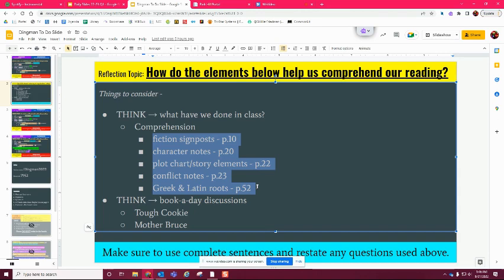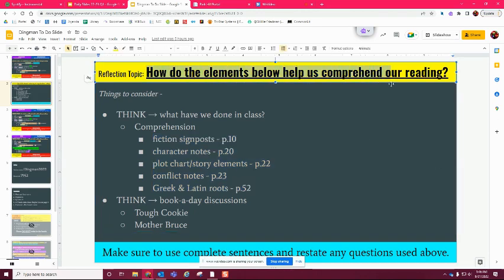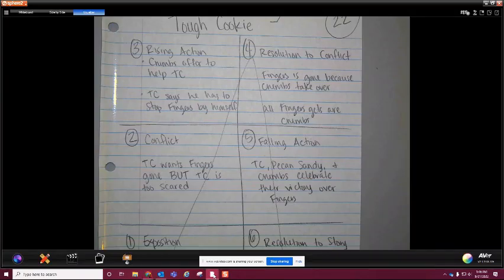Okay, so you're going to email me your response again to this question: how do the elements below help us comprehend our reading? And you can use those specific things as you are talking through. Okay, so I'm looking for an email with your reflection. I am also looking for an email that has a picture of this, and if it's in the same email, that's fine. If it's in a different one, that's fine. So that's what I'm looking for from you. Otherwise, that's all I have, and I'll see you when you get back.